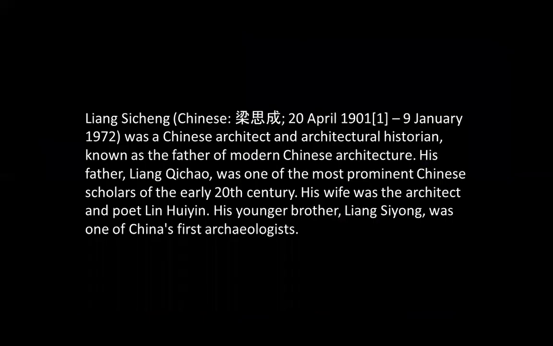So let's read about him. He was born on the 20th of April, 121 years ago. Liang Sicheng was a Chinese architect and architectural historian known as the father of modern Chinese architecture. His father, Liang, was one of the most prominent Chinese scholars of the early 20th century. His wife was the architect and poet, let's read this again, the architect and poet, very nice, Lin Huiyin. His younger brother was one of China's first archaeologists. Sorry, I didn't read carefully enough. So his brother was one of the first archaeologists.